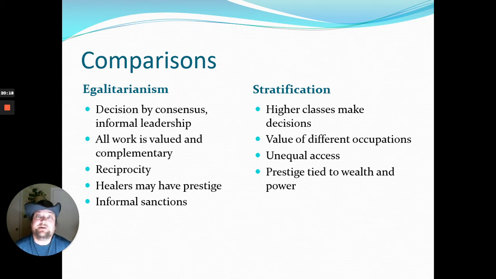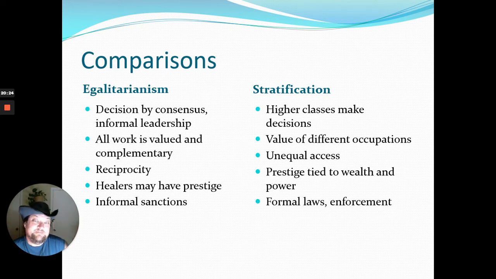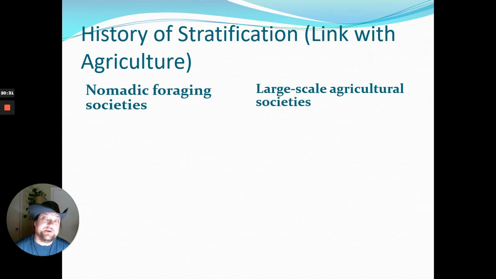And they'll also have more prestige. They'll go places and people fawn all over them. Ah, can I shine your shoes, right? Stratified societies have formal laws, and they're enforced through military and through police, okay?